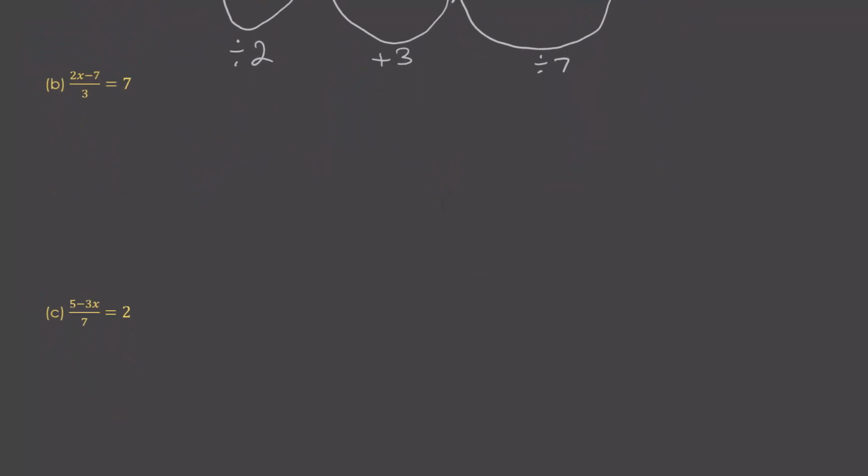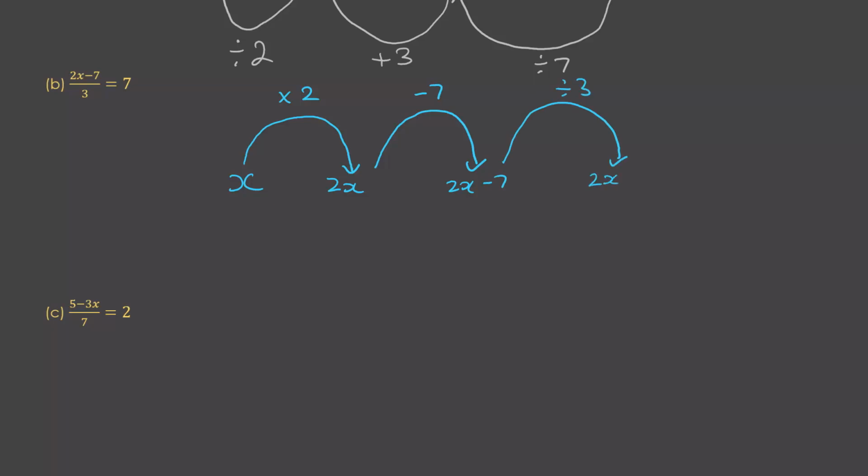So, for the next one, start with the x. First thing that happens there is that we multiply by 2 to give ourselves 2x. We then subtract 7 to give ourselves 2x take away 7. And we then divide by 3 to give ourselves (2x take away 7) divided by 3.